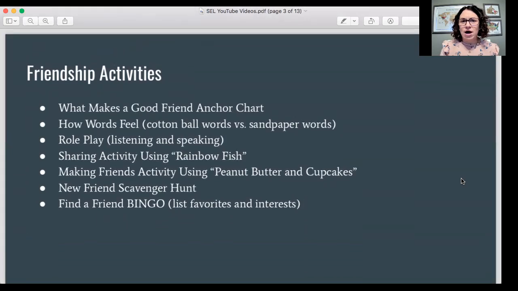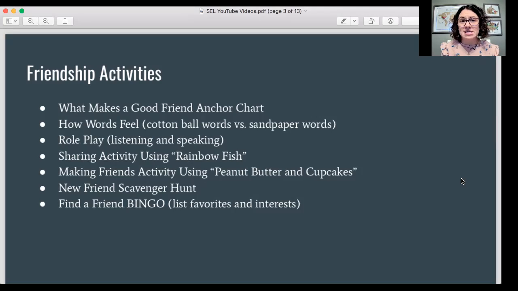So what are some activities that we can use to help kids understand what it means to be a good friend? Some things that I've seen done, especially in classrooms, is making an anchor chart to hang up on the wall. What makes a good friend? What are the qualities of a good friend? This is especially great to use if you are having trouble with friendship in your classroom group. So they can see what are sometimes referred to as above the line and below the line behaviors or characteristics.